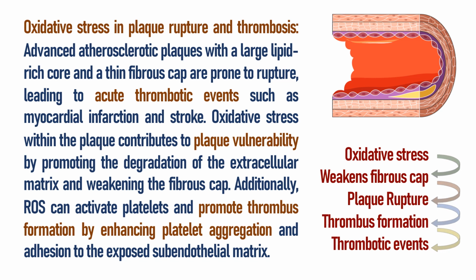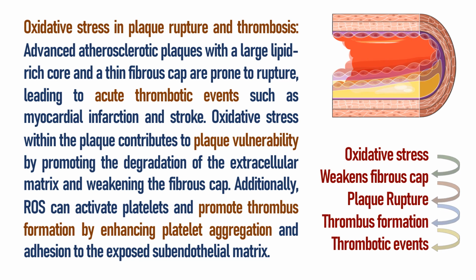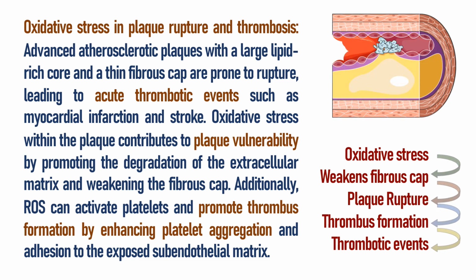Oxidative stress in plaque rupture and thrombosis. Advanced atherosclerotic plaques with a large lipid-rich core and a thin fibrous cap are prone to rupture, leading to acute thrombotic events such as myocardial infarction and stroke. Oxidative stress within the plaque contributes to plaque vulnerability by promoting the degradation of the extracellular matrix and weakening the fibrous cap. Additionally, reactive oxygen species can activate platelets and promote thrombus formation by enhancing platelet aggregation and adhesion to the exposed subendothelial matrix.